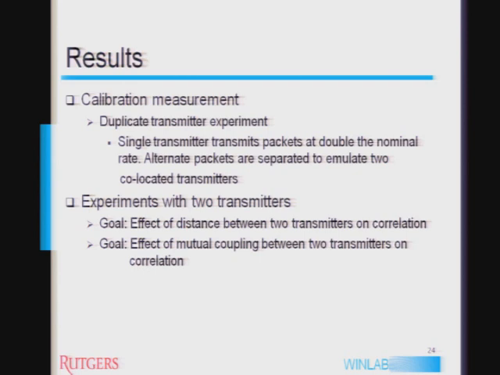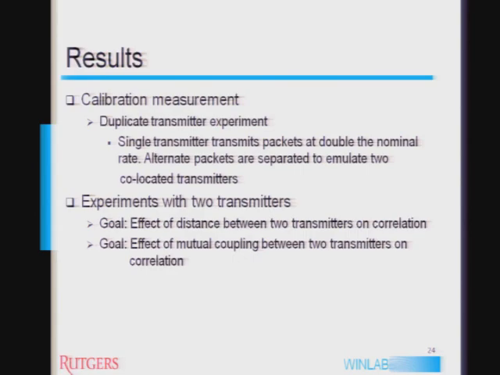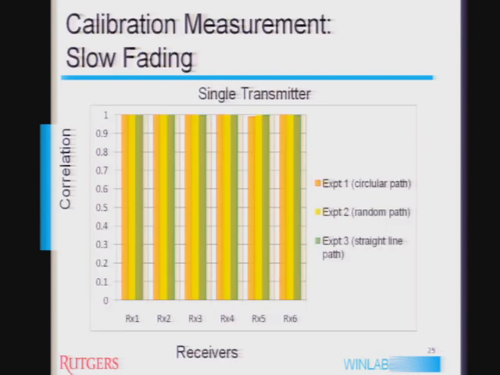So the experiment was, we had a single transmitter. It was transmitting at twice the nominal rate, and basically the entire data was separated into alternate entries, and these 2 entries were then correlated. So it's virtually correlating the same variations with themselves. So the correlation was expected to be 1. As you can see, the slow fading is very, very close to 1. In fact, it's almost 1.